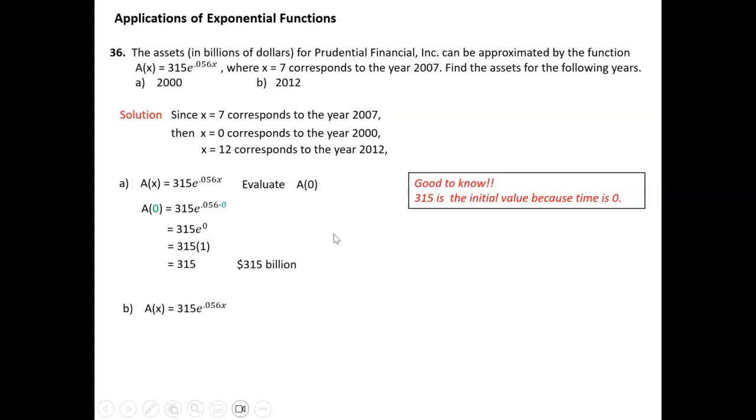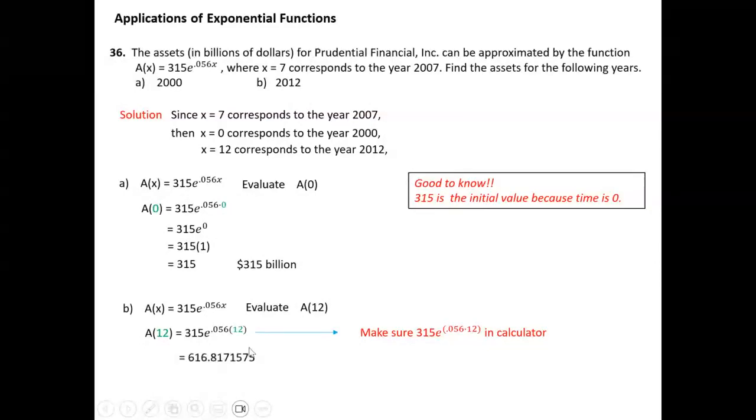Now B part. B part is how many assets will there be in 2012? So we have to evaluate the function at x equals 12, which means we plug in 12 for the x. We use a calculator. It's going to give us something like 616.8171575, rounded to the nearest tenth. So it's going to give us $616.8 billion. That's the answer for these problems.